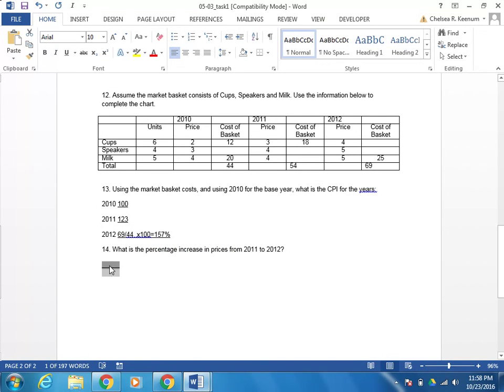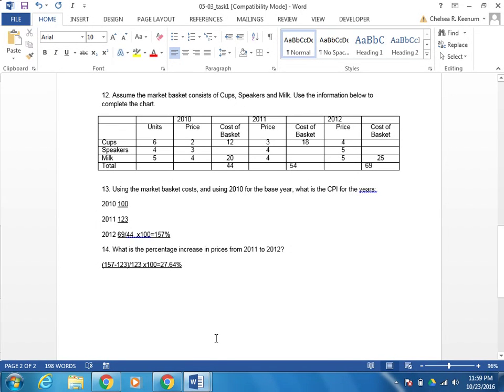So we would have 157 minus 123. That's going to all be, I guess I should put parentheses. Your math teachers might get on to me if I don't. Divided by 123, and then it's going to be times 100. And your answer to that is going to be 27.64%. So for calculating CPI, you do the price of the basket in the current year divided by the price of the basket in the base year times 100.